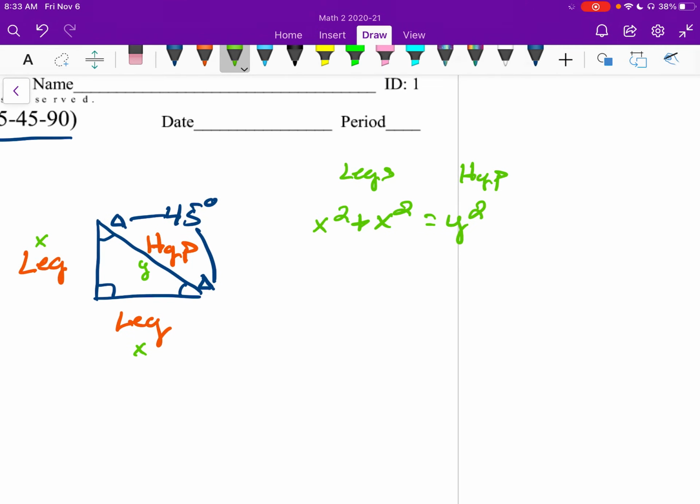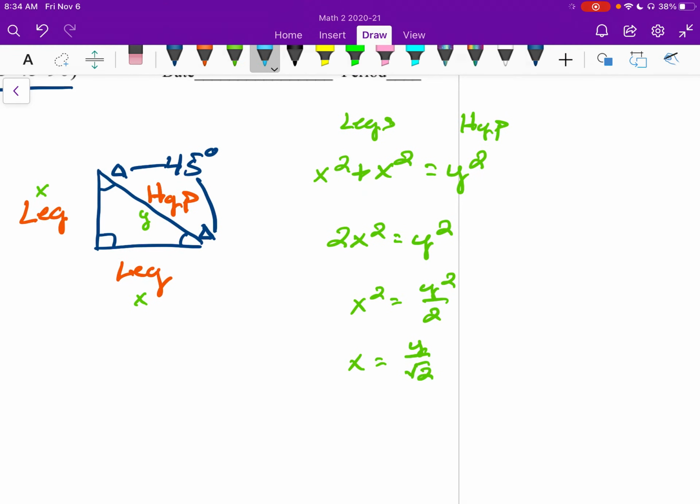If we were to combine this up, we'd say 2x squared equals y squared. And say we're trying to solve for our legs. Well, then x squared would be y squared over 2. So x is y over root 2, right? I took my root there. So to put that back into words, we said that the leg is equal to the hypotenuse over root 2.